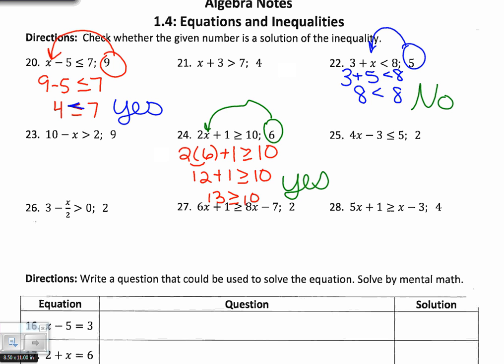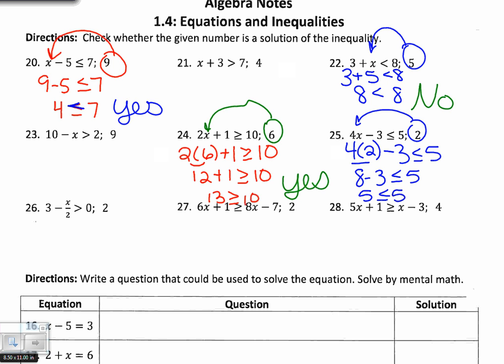Alright, let's do one more. Let's do number 25. Right here in number 25, they want us to take the 2 and plug it in for x. So wherever the x is, I take it out and I put in 2. So 4 times 2, remember those parentheses, so it doesn't look like 42. Minus 3 is less than or equal to 5. We do order of operations, so multiplication first. 4 times 2 is 8. Subtraction next. 8 minus 3 is 5.